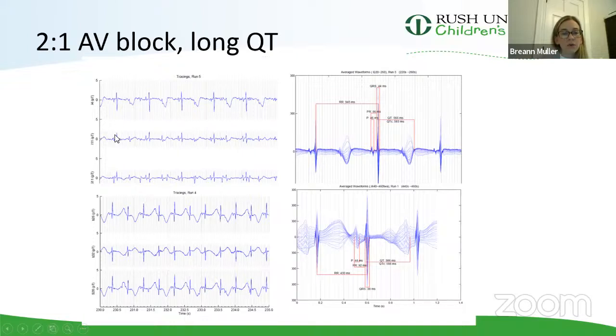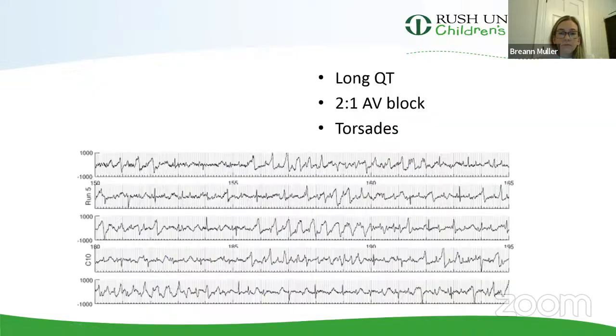So that is demonstrating the long QT. The next line is showing the 2-to-1 block. So this is a P and a P and one QRS. A P and a P and one QRS. And then this patient, the average QTc was actually 580 for the fetus. Oh, and then down here, this is an example of T wave alternans happening on a fetal MCG. T wave alternans is a common finding with long QT syndrome.